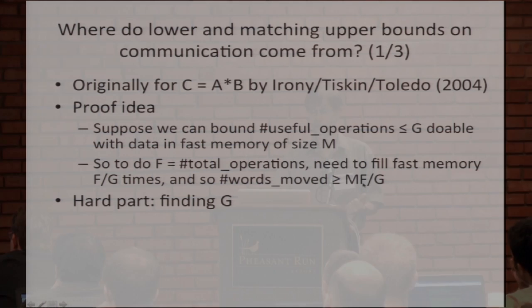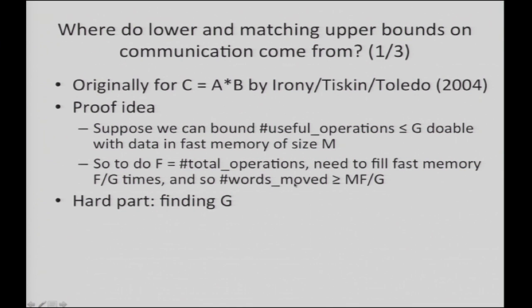M times f over g. Okay? So that is my lower bound on how much work I can do, on how many words I have to do. And the hard part is upper bounding the amount of useful work I can do given a certain amount of available data. So the question is, how do I do that?